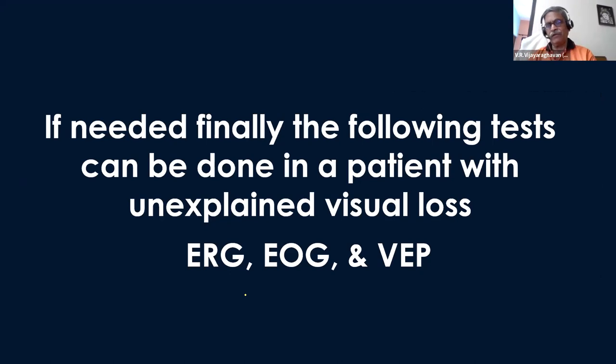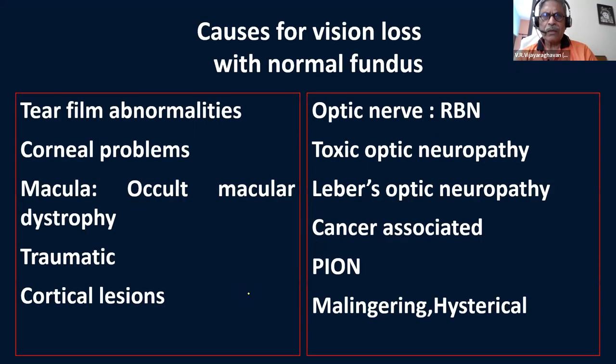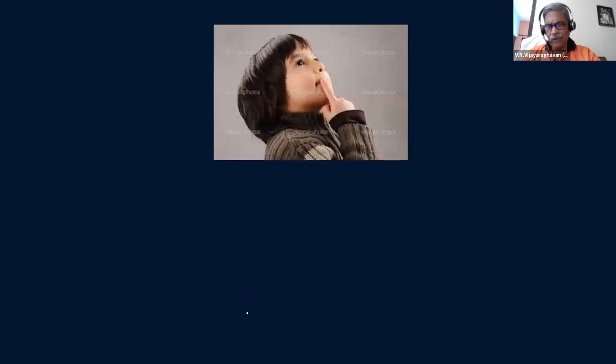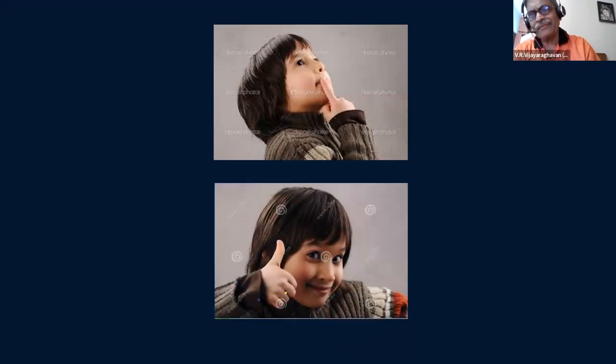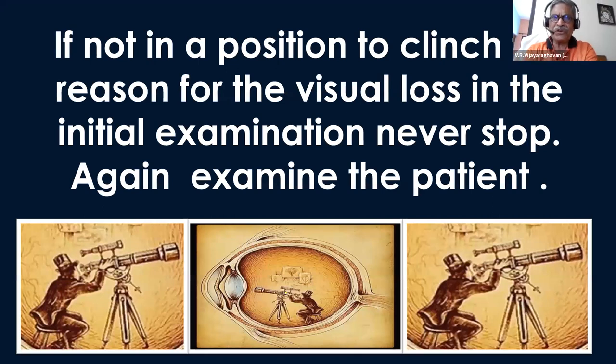Now, finally, what can you do? If you're not able to find any reason, do electroretinogram, electrooculogram, and visual evoked potentials. All these things can be done to find out the unexplained visual loss. Never, never forget: once you are not able to find any reason in the patient, think. Finally, you can come to a conclusion. If you're not in a position to clinch the reason for the visual loss in the initial examination, never stop. Examine again. You're not going to lose anything.